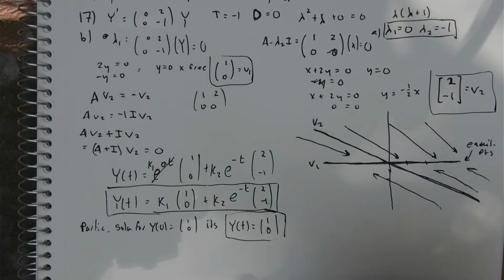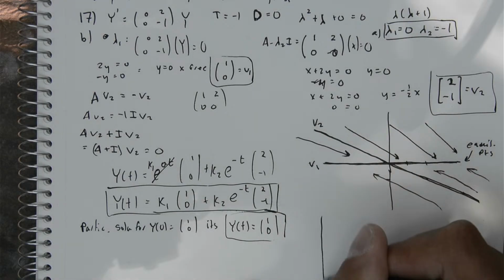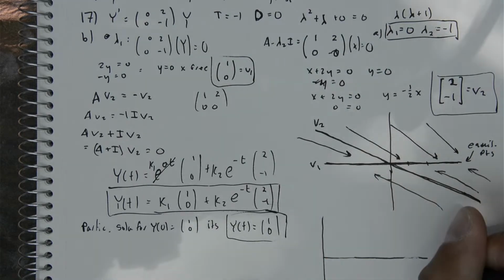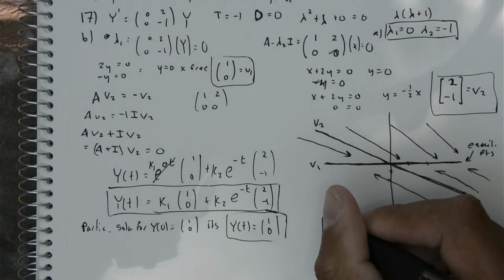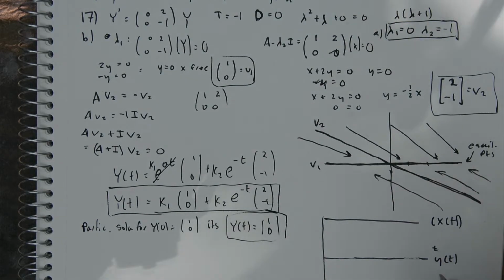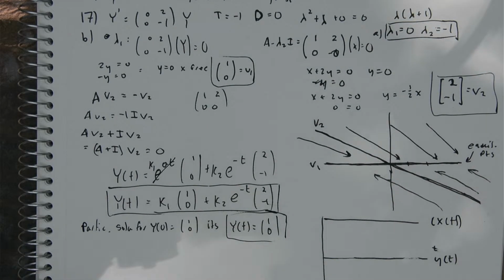So we need to plot the x of t and y of t graph. So basically, this is already y of t at 0. So this is t, and this is the graph of y of t, and this is x of t. All right. So that's all of problem 17.